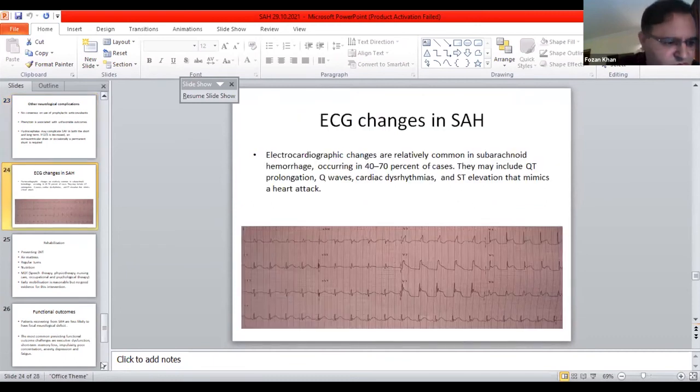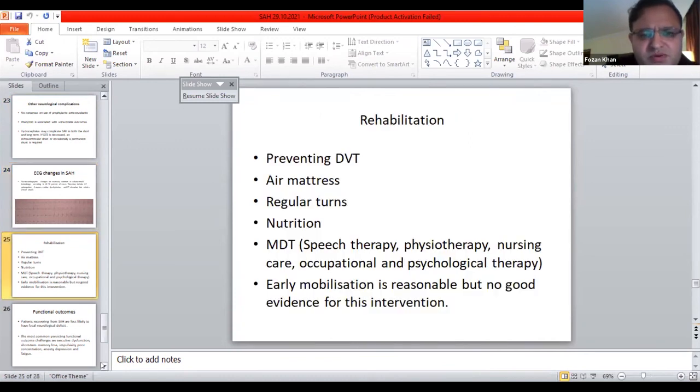Most of us know that subarachnoid hemorrhage can lead to ECG changes, and they are quite common. About 40 to 70% of patients presenting with subarachnoid hemorrhage can have ECG changes. They can typically include ST elevation that can mimic a heart attack, changes in QT intervals, Q waves, and cardiac dysrhythmias.